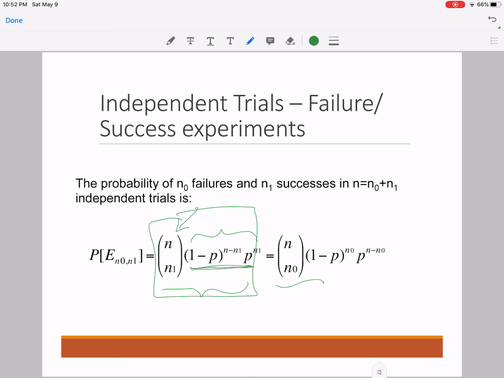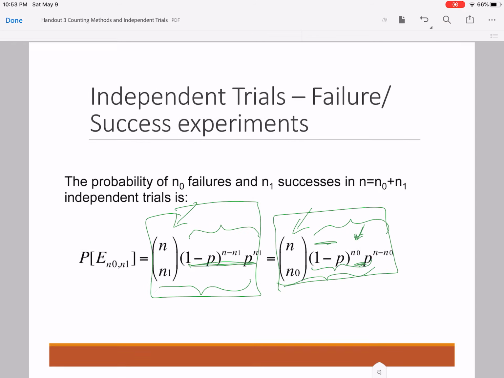Similarly, if I'm interested in finding out the probability that I have n0 failures, then that probability will be given by this term right here. Because the failure probability is 1 minus p, and there are n0 failures, I have n0 in the exponent here. This corresponds to the successes of n minus n0 sub-experiments. This entire term is the probability of exactly one sequence that has n0 failures. However, there are n choose n0 such sequences, each with the probability given by this term. So if you were to add those n choose n0 sequence probabilities, you will get this entire term.